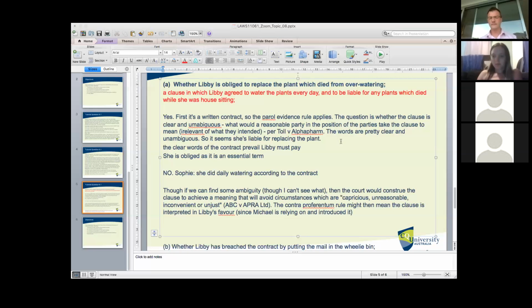Okay. Sophie, what do you think? So much of the chatter seems here to indicate that Libby should still be liable for the plants which died from overwatering. Sophie? Yep. So from Sophie, it's a yes. What does it mean, Sophie? Are you changing your mind?